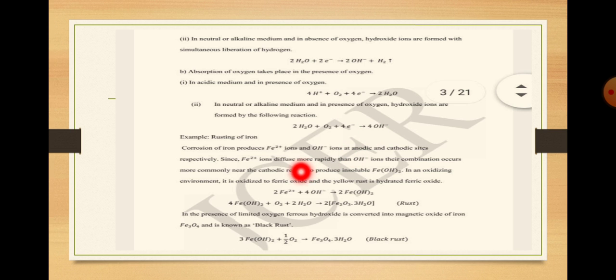One more example of corrosion is rusting of iron. Corrosion of iron produces Fe2+ ions and OH- ions at the anodic and cathodic sides respectively. The Fe2+ ions diffuse, and combine with the OH- ions at the cathodic region, producing Fe(OH)2. This explains how rusting of iron takes place. In the presence of limited oxygen, ferrous hydroxide is converted into magnetic oxide, which is black rust.